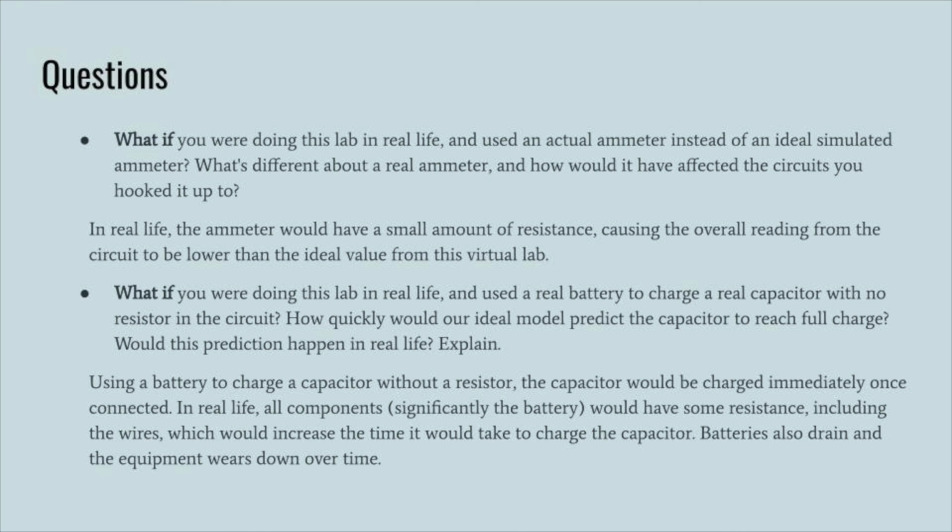In real life, the ammeter would have a small amount of resistance, causing the overall reading from the circuit to be lower than the ideal value from this virtual lab. Using a battery to charge a capacitor without a resistor, the capacitor would be charged immediately once connected. In real life, all components, significantly the battery, would have some resistance, including the wires, which would increase the time it would take to charge the capacitor. Batteries also drain, and the equipment wears down over time.